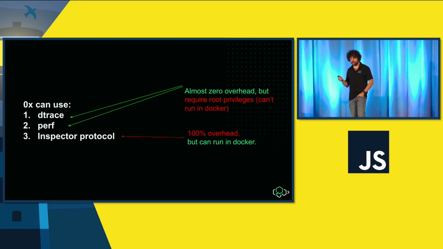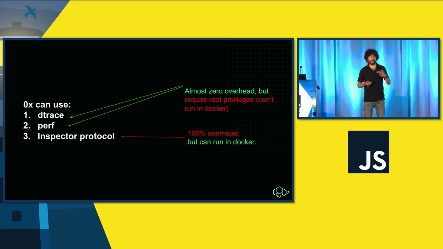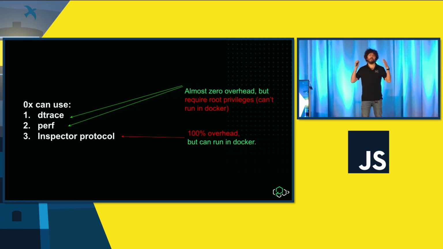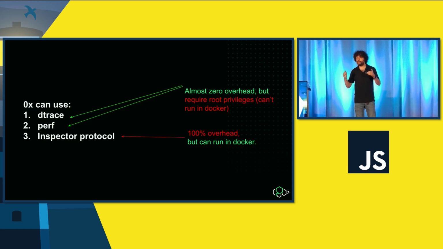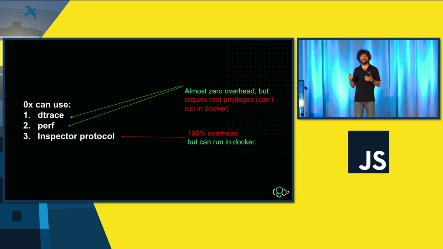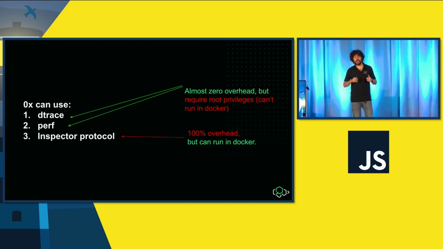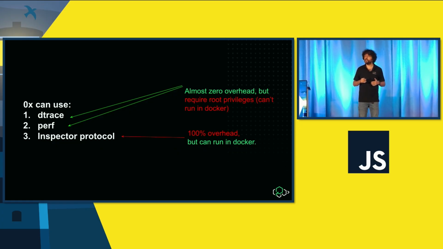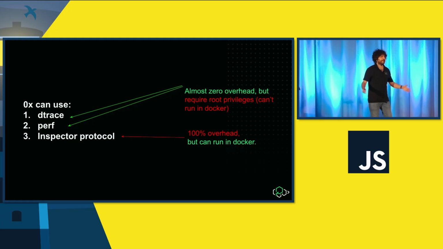So anyway, 0x can use a few different ways to profile your application. It can use dtrace and perf. What are dtrace and perf? They are lower level kernel techniques, so it gets you the profiling data from the kernel. The benefit of this is that it has almost zero overhead. The problem of those is that they require almost root level permission, and you can't run them in Docker, more or less. So good luck.